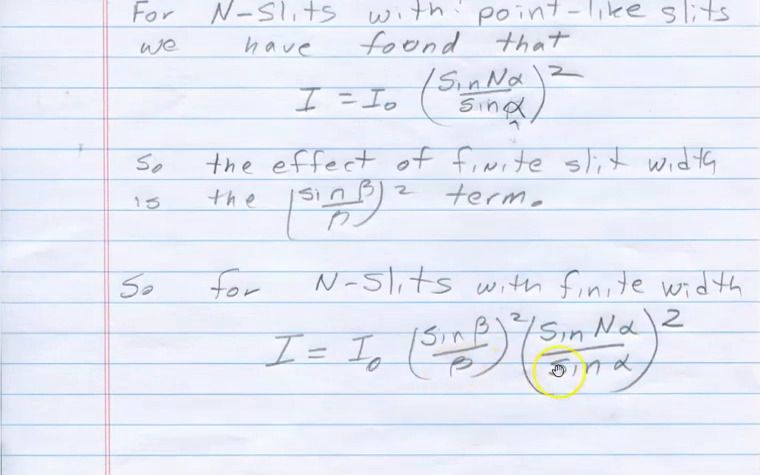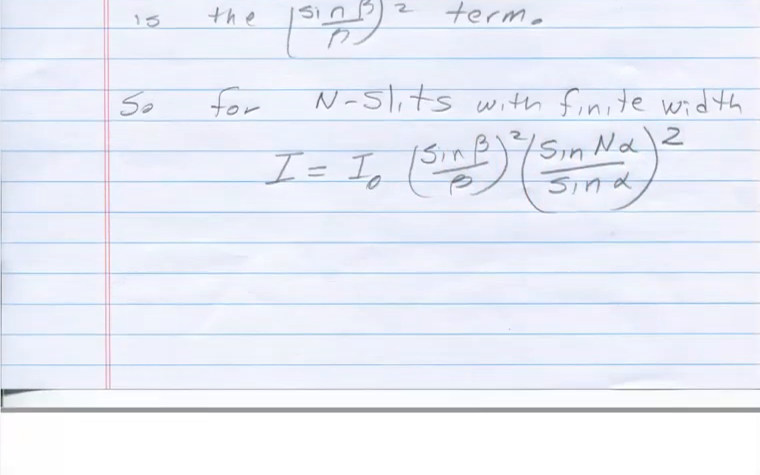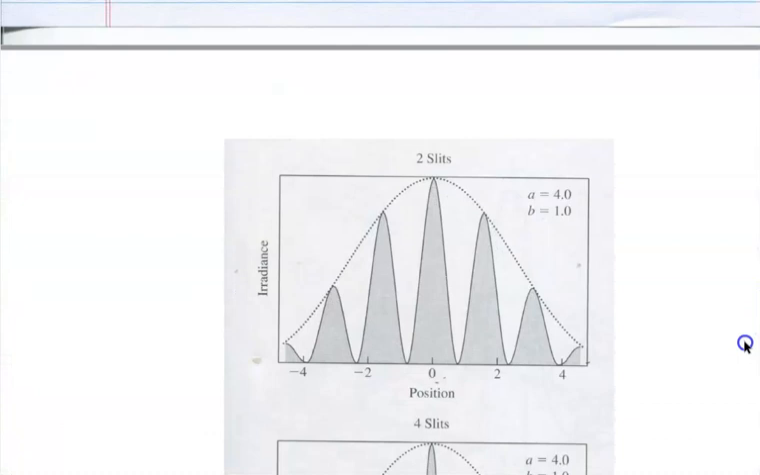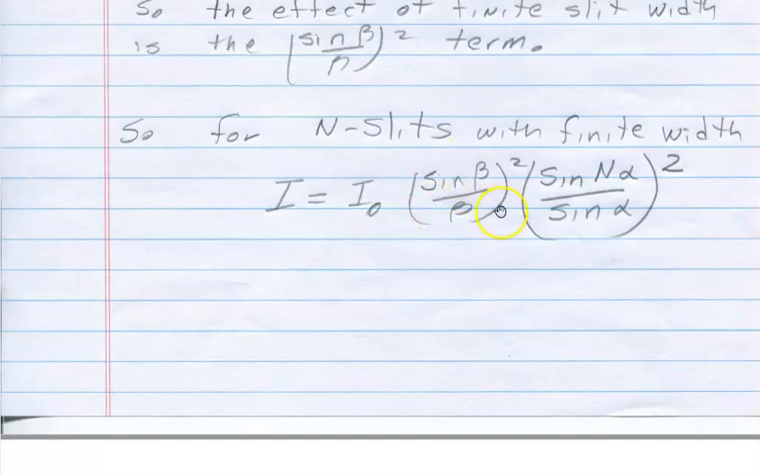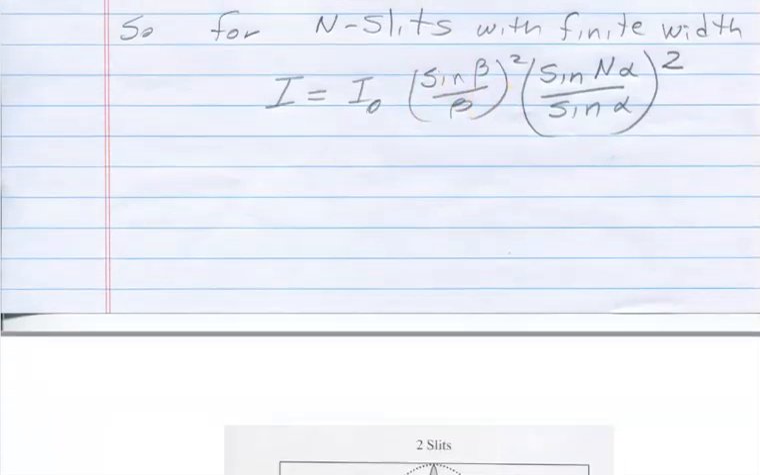Well, one can start plotting these again for various values of N, and I think I've got some of those. Here is a plot of N equals 2, a equal to 4 and b equal to 1. So the distance between centers, you notice, is pretty much on the same order as the width of the slit. The widths are a little bit smaller in this case. One has the envelope function, and that's this. That's that central peak that occurs from this term, from that sinc function squared.